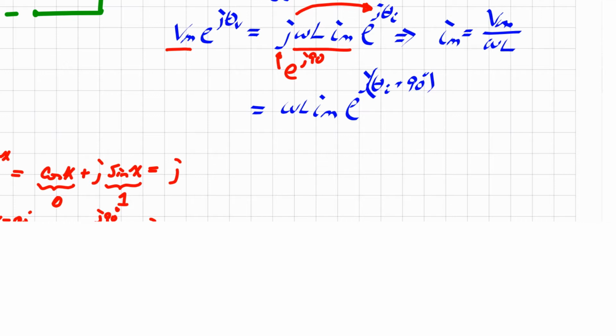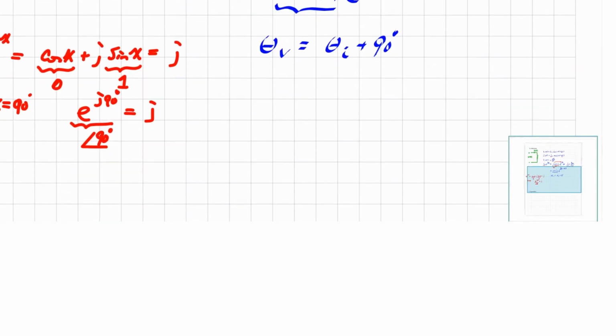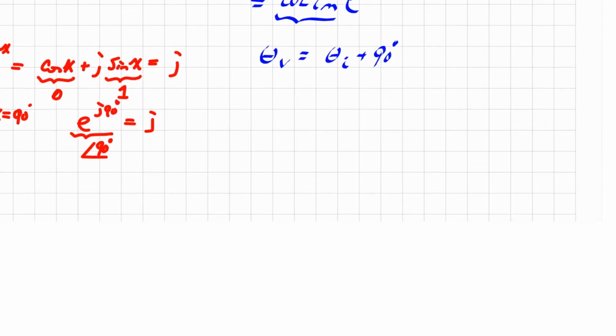And therefore, we have the amplitude, which is right here. This is the amplitude relationship. And phase angle theta V is equal to theta I plus 90. So that means the theta V is in lead. Again, we want to express that relationship in both frequency domain and time domain.